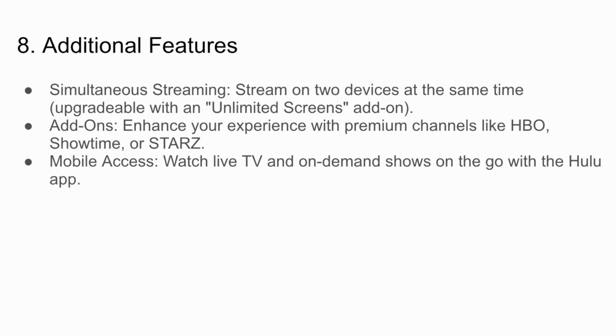Step 8. Additional features. Simultaneous streaming. Stream on 2 devices at the same time. Add-ons. Enhance your experience with premium channels like HBO, Showtime, or Starz. Mobile access. Watch live TV and on-demand shows on the go with the Hulu app.